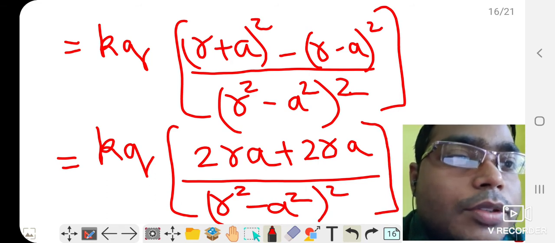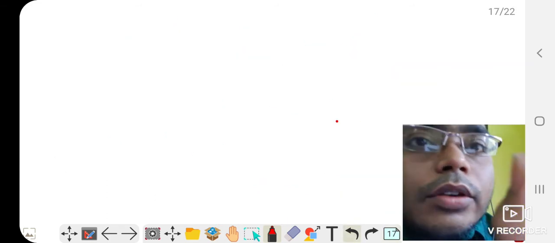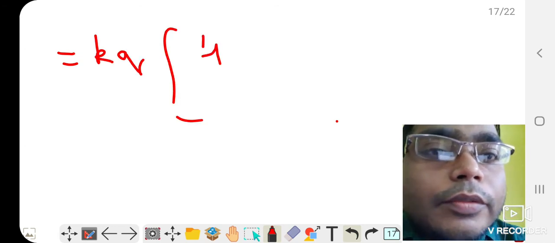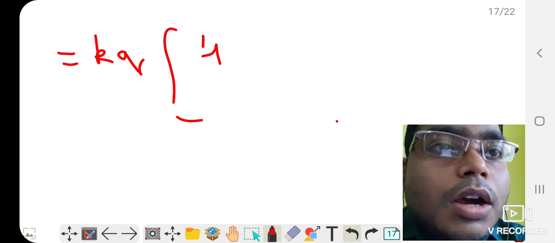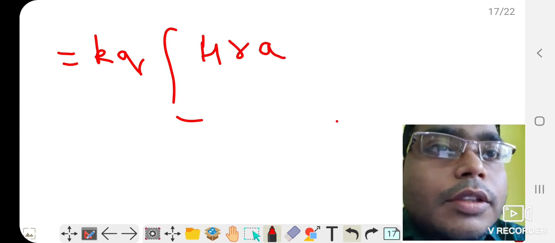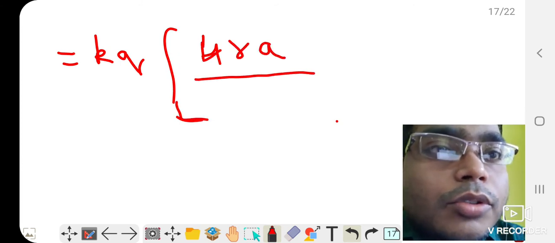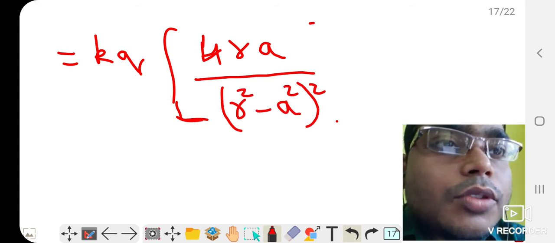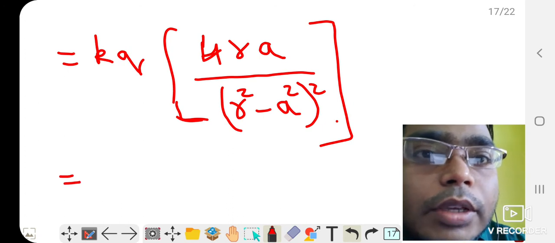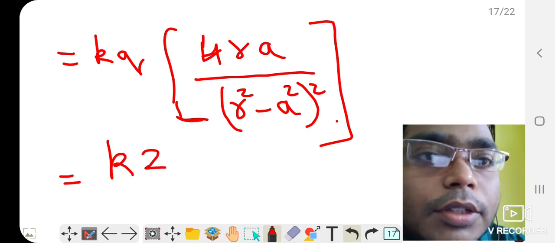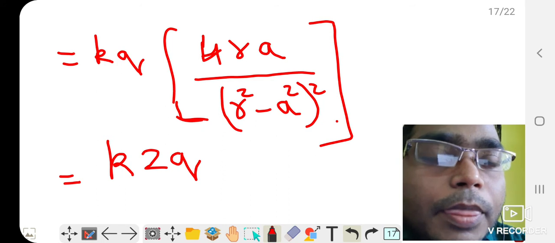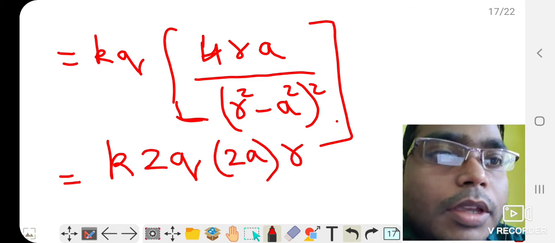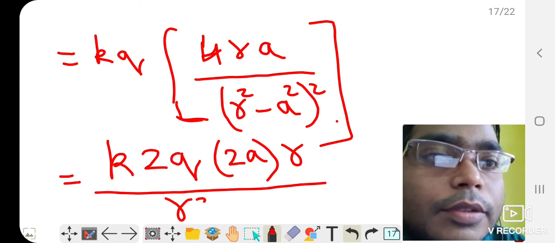This I think all of you have understood. Then how, what can we write for this one? This we can write as 4ra, you can see this one, 4ra, right? This calculation you can try by yourself also. This we are going to get divided by (r square minus a square) whole square. Now from here, can we write like this, that 2q, right, and here we have written 2a multiplied by r. Can we write like this.